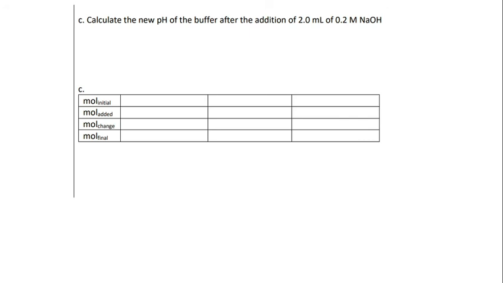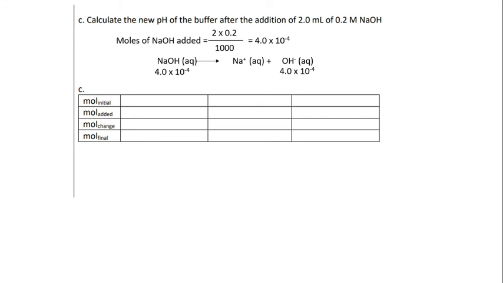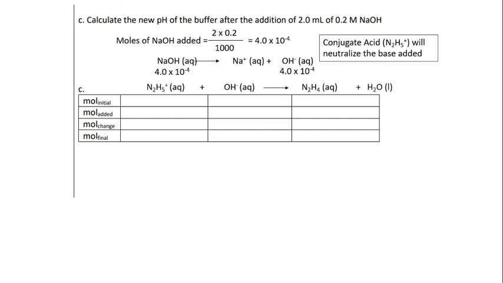As usual, the first step is to determine the number of moles of NaOH added. So here we get 4.0 times 10 to the power of negative 4. By using the dissociation equation, we can see here that there is 4 times 10 to the power of negative 4 moles of OH minus added. Since this is a basic buffer solution, when a strong base is added, the conjugate acid N2H5+ will react to neutralize the base added. So we write the equation between N2H5 plus and OH minus, which produce N2H4 and H2O.